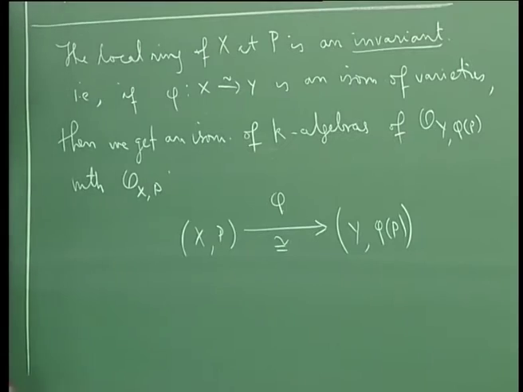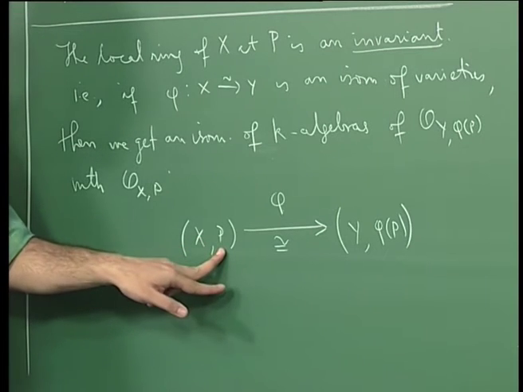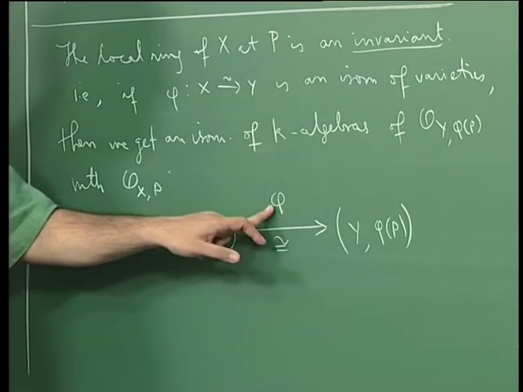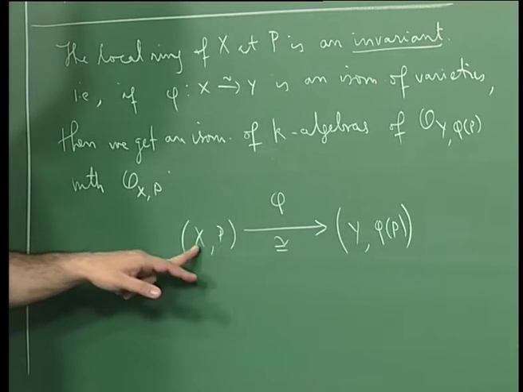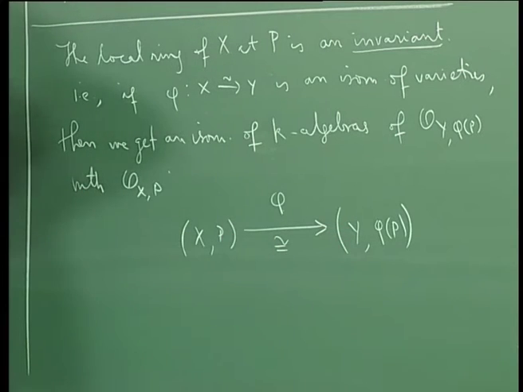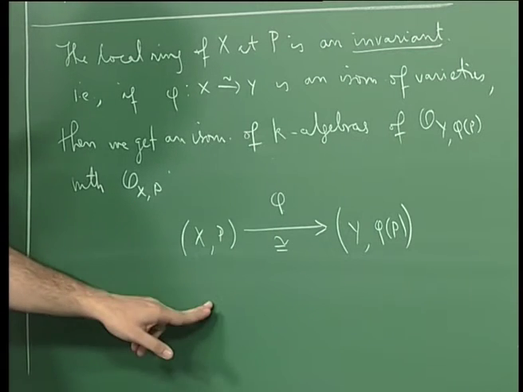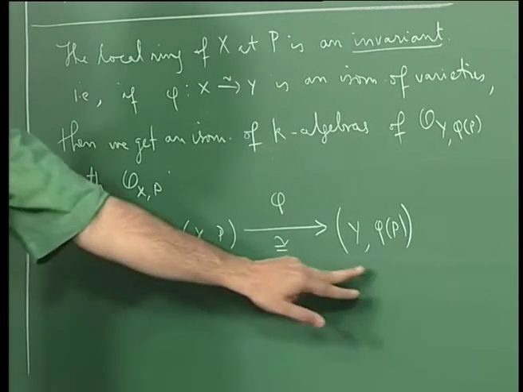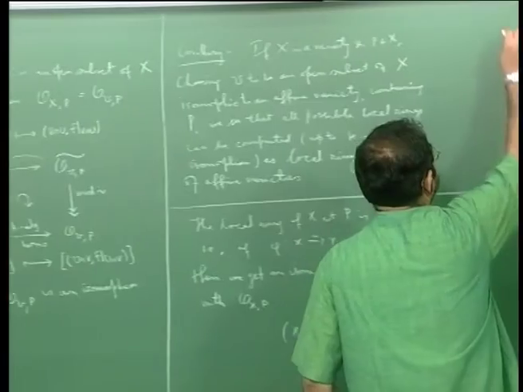So when I write a pair like this, it's a variety and a point on it. And the map is not just supposed to take this variety to that variety, but it's also supposed to take this point to that point, which is what it does. And the point is that the local ring of X at p will be isomorphic to the local ring of Y at phi(p) because of this isomorphism. The reason is very simple.